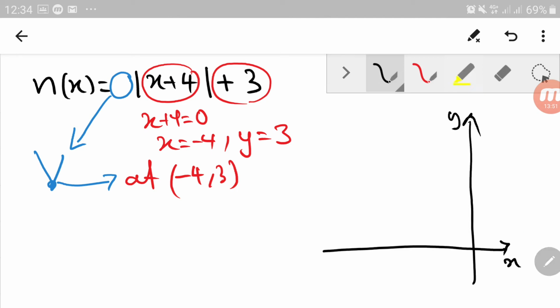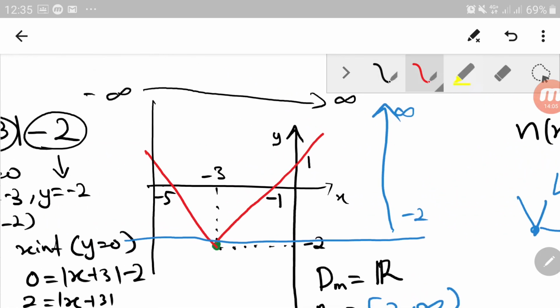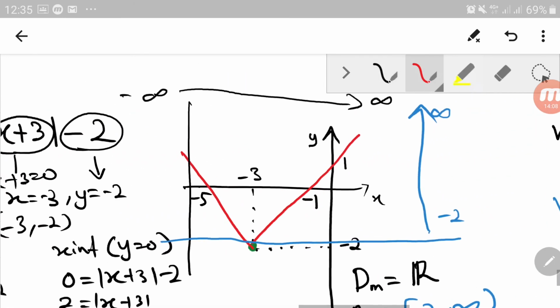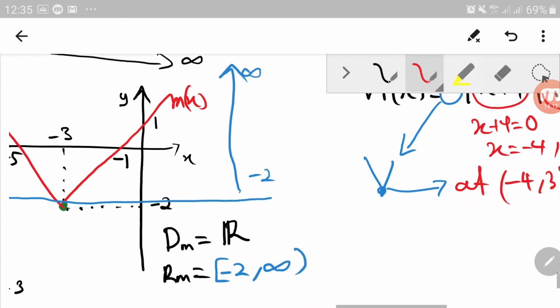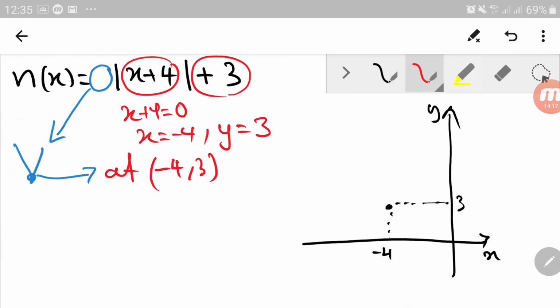Where is minus 4, 3? Somewhere here. So this one is minus 4. This is 3. I just remembered I didn't label the function. What is the name? m of x. Okay. Now we have the point there, and it's a V shape going upwards, obviously.